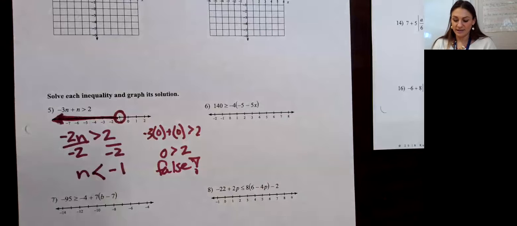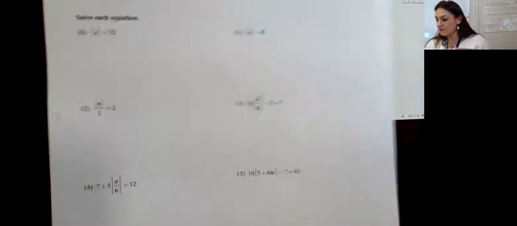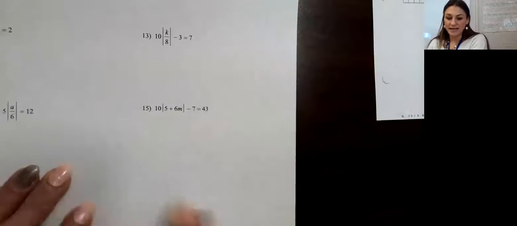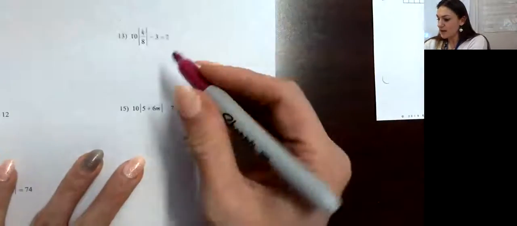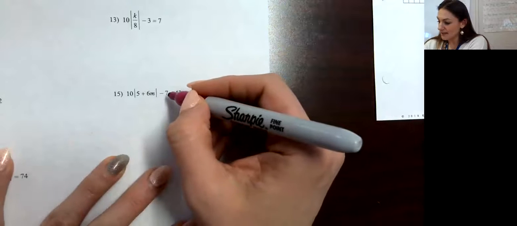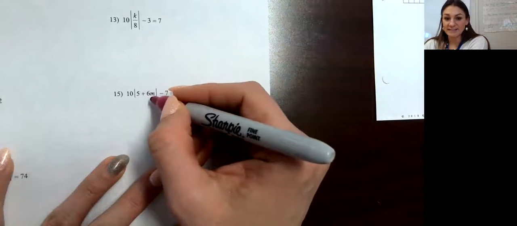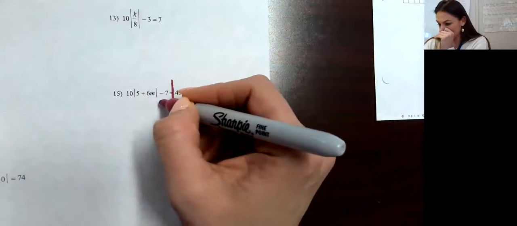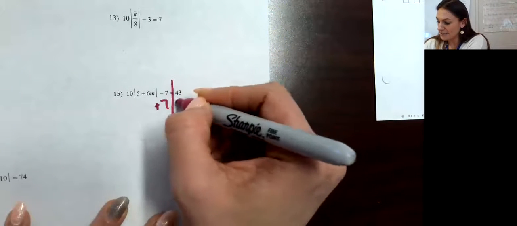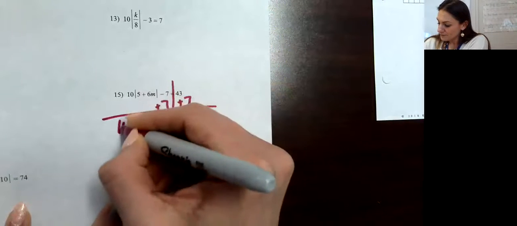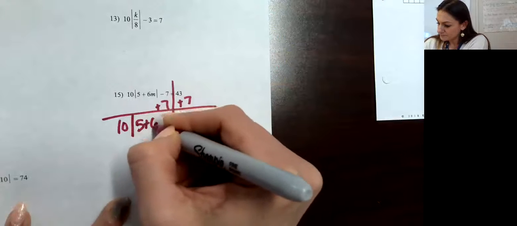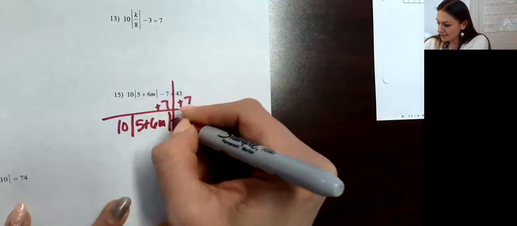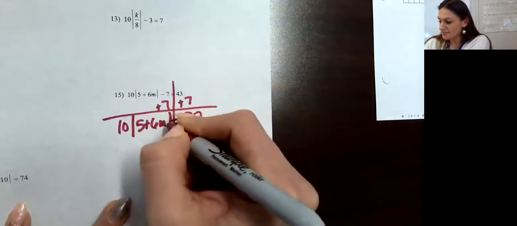All right, let's look at another one. Let's jump down to number 15, solving absolute value equations. So this is a review from what we've done a little bit ago. I'm going to solve this. I want to get the absolute value by itself. So I'm going to work in to undo the steps. So I'm going to undo the -7 by adding 7.